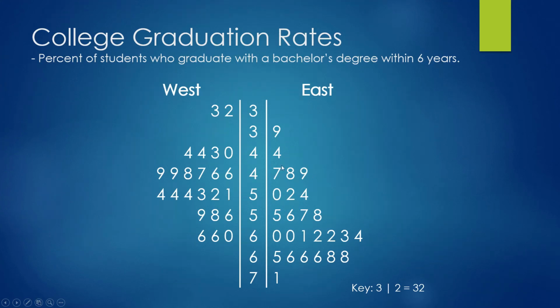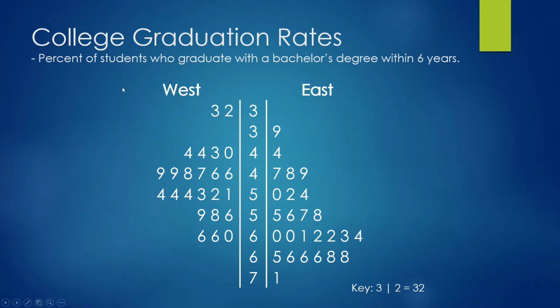Now, you'll notice again here these leaves are going smaller to larger as they go away from the stem on the left and on the right. This is a little bit unintuitive on the left because we're used to reading from left to right, but here we have to do it from right to left. Now, this allows us to compare the distribution of graduation rates from states west of the Mississippi and states that are on the east of the Mississippi.